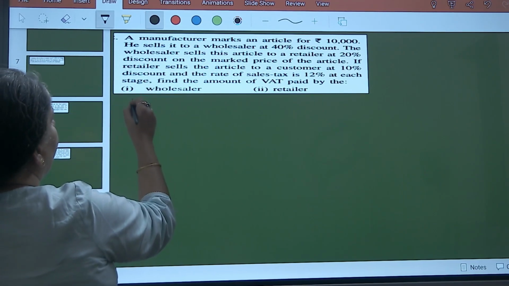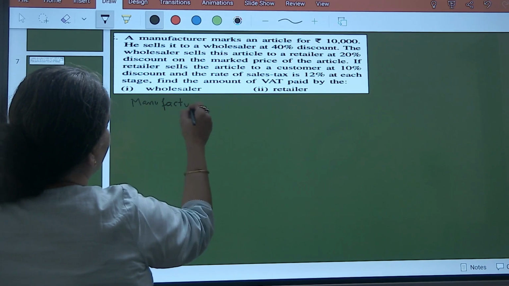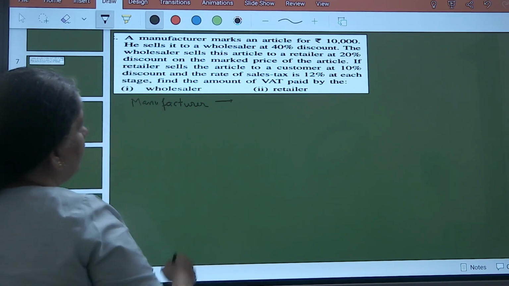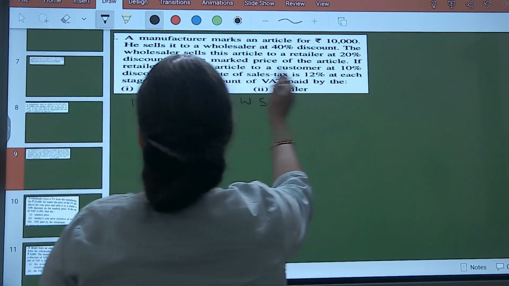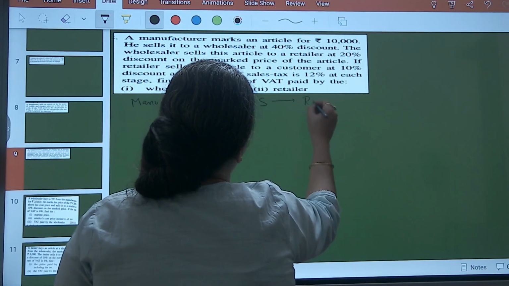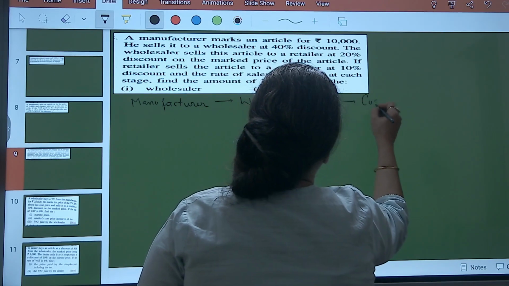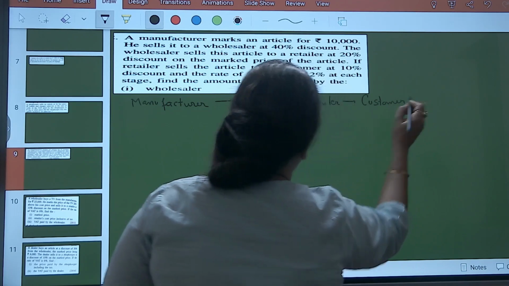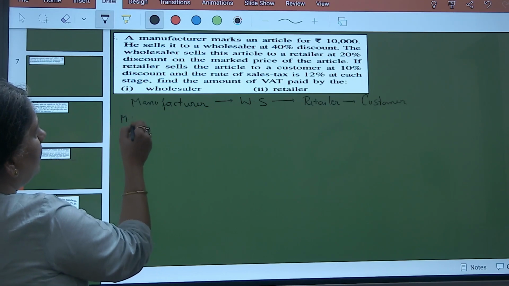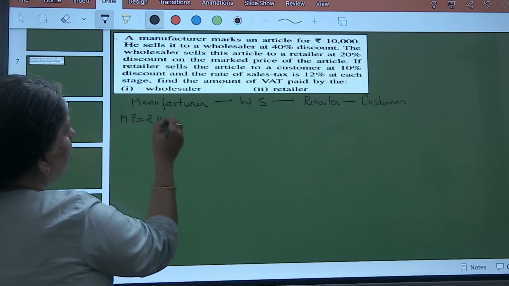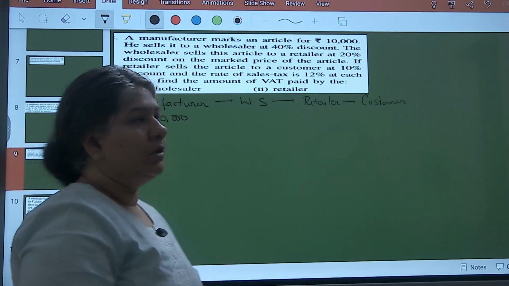See, manufacturer is selling it to wholesaler. Wholesaler is selling it to the retailer, and retailer is selling it to customer. See, mark price is rupee 10,000. That is, this is the price at which manufacturer wants to sell.